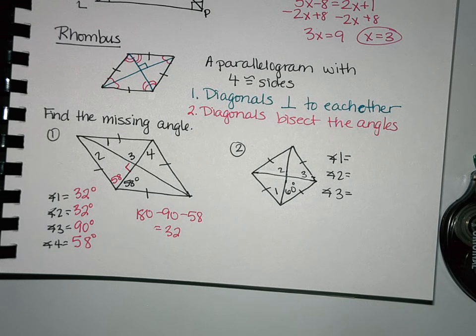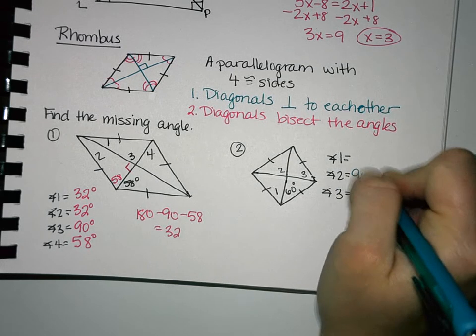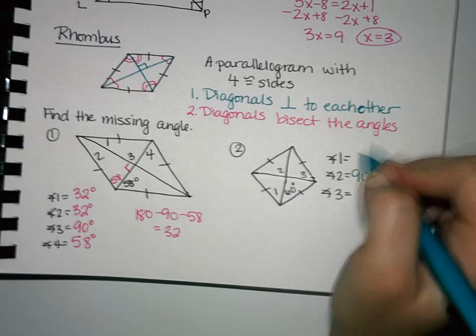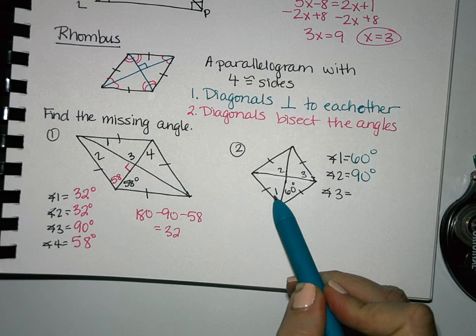Okay, looking at number 2. What do we know about number 2? Is there anyone that we know right away? Reagan? Number 2 is 90 degrees. Okay, so diagonals are perpendicular, so we know angle 2 has to be 90. William? Angle 1 is 60. Angle 1 is 60 because we know the diagonals bisect the angles, so this would also have to be 60.